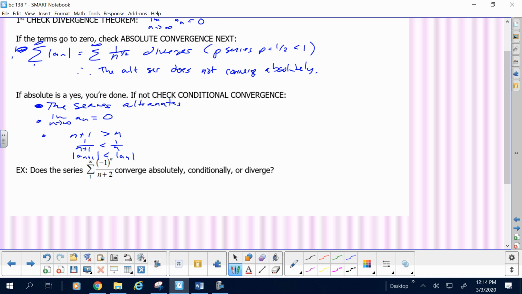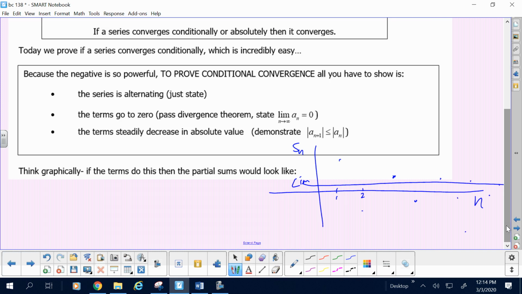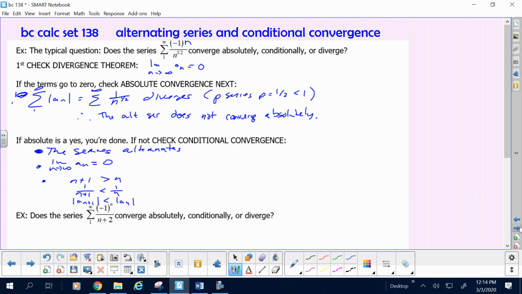I'm trying to prove the third condition, that the terms get smaller, and you just typically start with the fact that n plus 1 is greater than n, and we're trying to establish this. This is not my main goal. That's just a truth that gets me started. This is what I want to get to, that the terms get smaller for this problem. So this is pretty much your starting point, always.